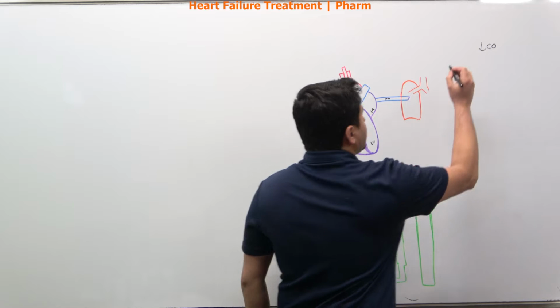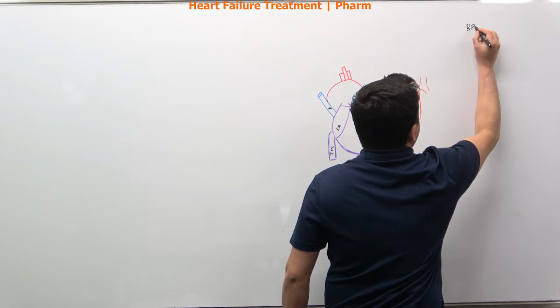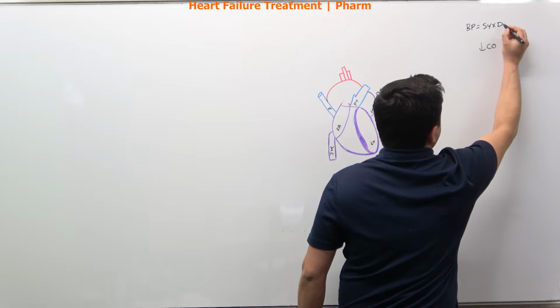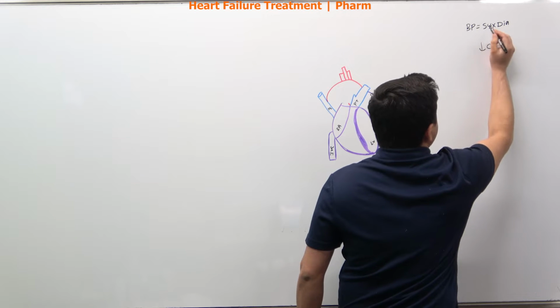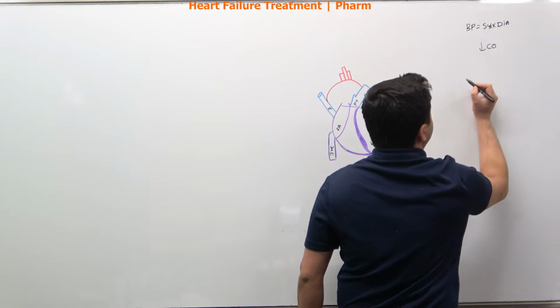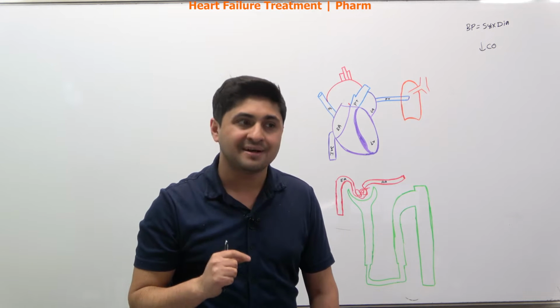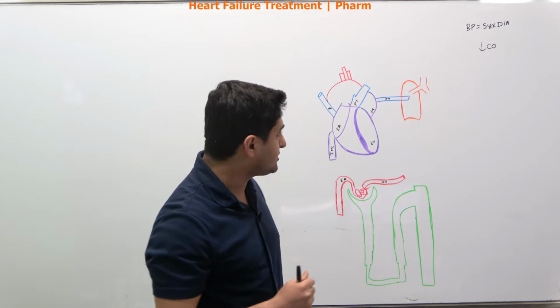Now, as you know, your blood pressure is equal to your systolic and your diastolic. Your systolic pressure is directly proportional to cardiac output. Your diastolic pressure is directly proportional to your TPR. This is from your basic physiology.